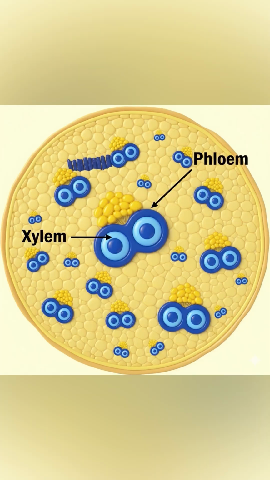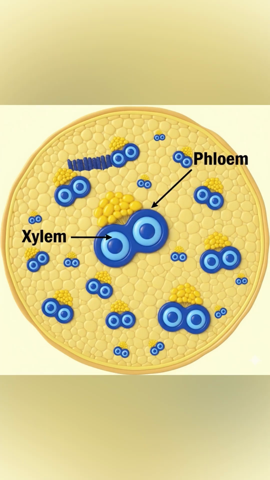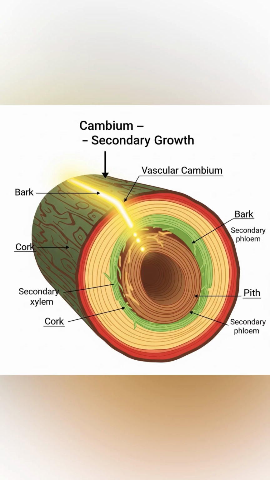Monocot stems have scattered vascular bundles. Dicot stems have vascular bundles arranged in a ring with cambium in between, which allows secondary growth. In dicots, the cambium produces secondary xylem, wood, and secondary phloem. This increases stem thickness over time. Annual rings in tree trunks indicate age.